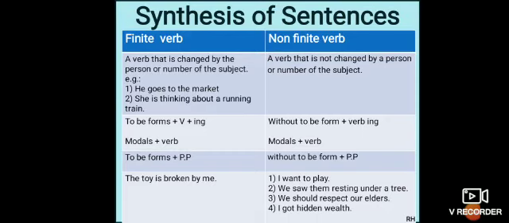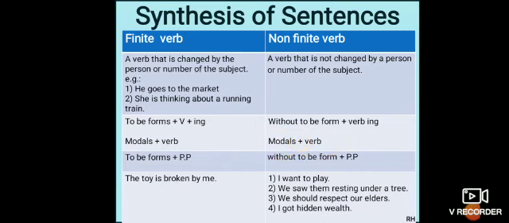So finite is a verb that changes with the change in number, that is singular and plural. It changes with the tense, present, past and future. It changes with the person, first person, second person and third person. So in finite verbs, to be forms plus verb in ing form, and modals plus verbs are there, because modals themselves are called finite verbs. A non-finite verb will be without to be form or the verb plus ing.